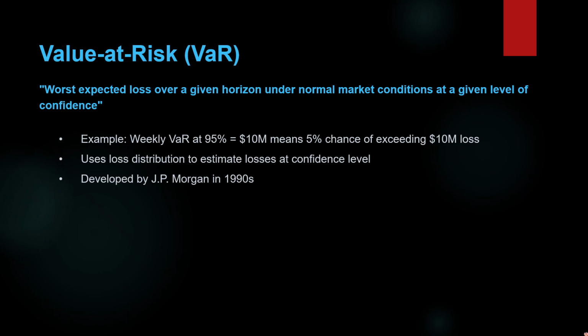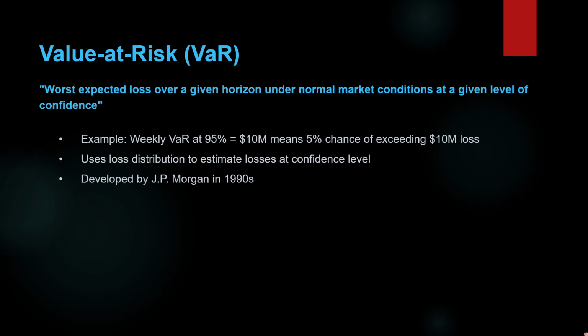VAR was developed by JP Morgan in the 1990s as part of their RiskMetrics system and quickly became the industry standard. Regulators like it because it is a single number that summarizes risk across different positions and asset classes, and management likes it because it is intuitive, easier to understand than statistical concepts like standard deviation.